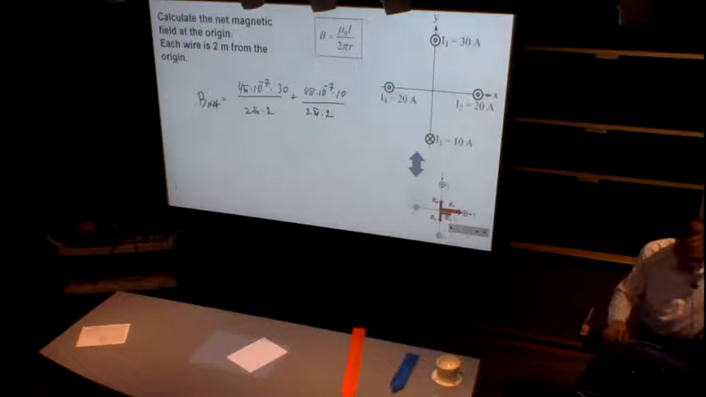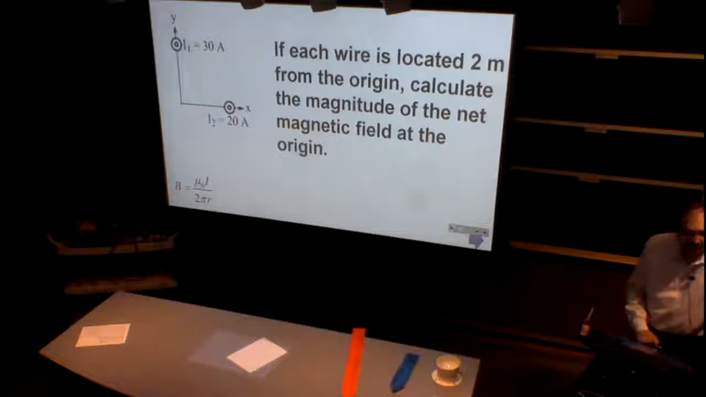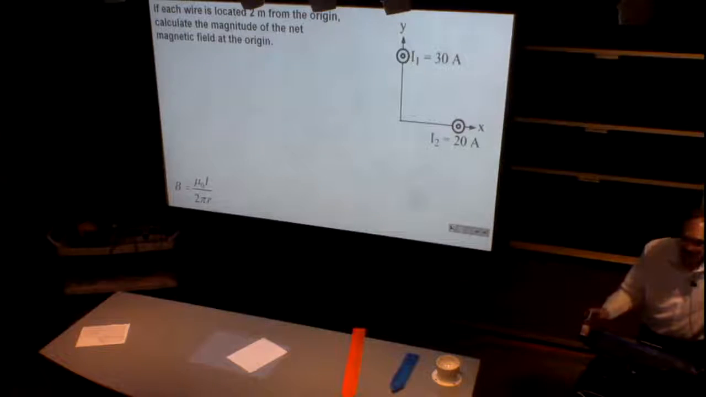And that will be Teslas. Well, this is a physically easier, mathematically more complicated situation. Why is it physically easier? It has only 2 wires, not 4. Why is it mathematically more complicated? You have to draw a picture.